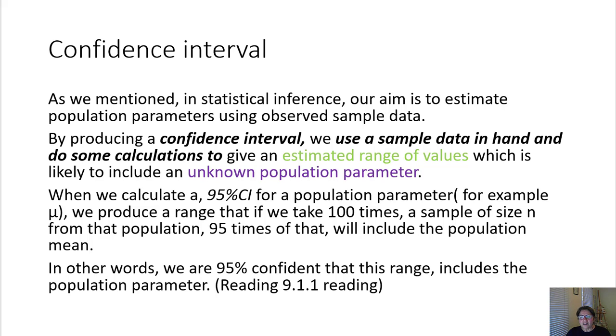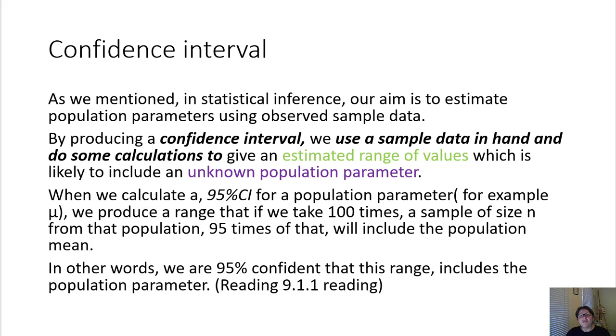As mentioned in statistical inference, our aim is to estimate population parameters using observed sample data. By producing a confidence interval, we use the sample data in hand and do some calculations to give an estimated range of values which is likely to include an unknown population parameter.